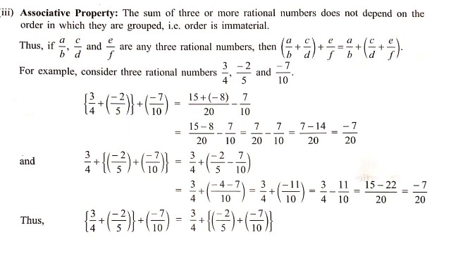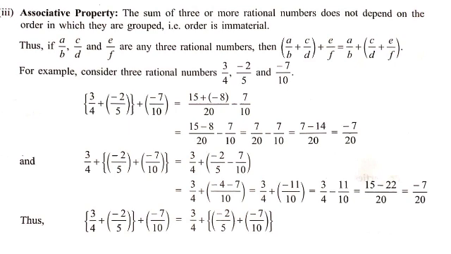Associative property. The sum of three or more rational numbers does not depend on the way they are grouped. That is, grouping is immaterial. Thus, if a by b, c by d and e by f are any three rational numbers, then a by b plus c by d plus e by f is equal to a by b plus c by d plus e by f, with the brackets grouped differently.